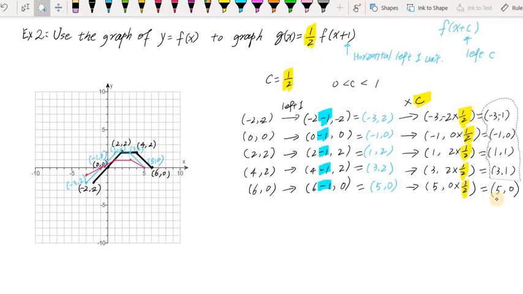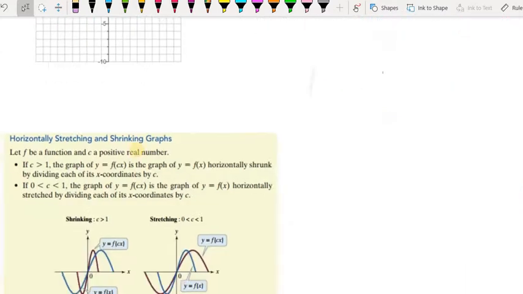So I used the red color. Let me just turn it to the right color so that you know this graph comes from here. Anyway, that is your final answer. I'm just going to label this. That is my g of x. Okay, so that is how you do this type of question.